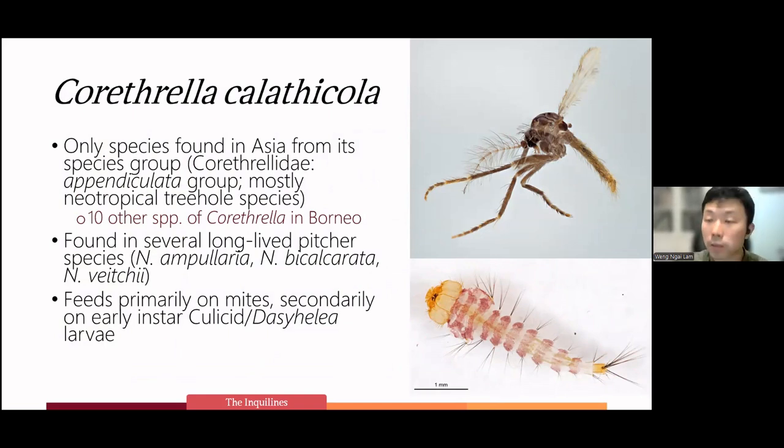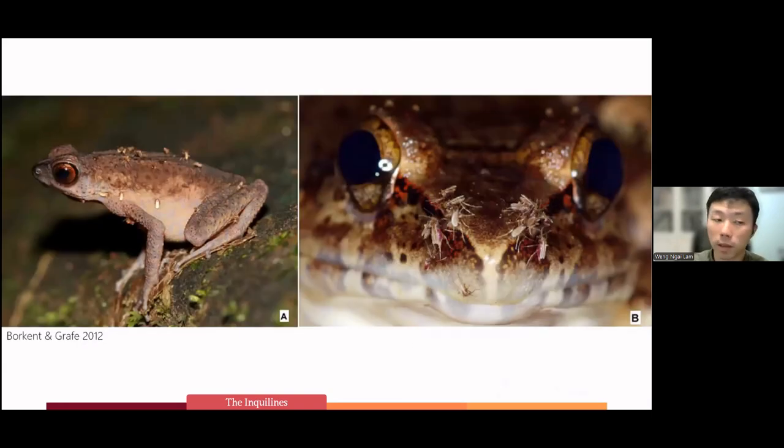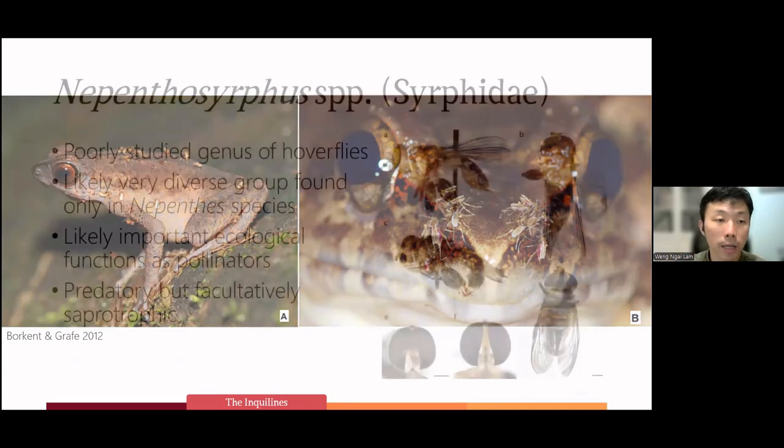As adults, this is one of the few Nepenthes inquilines that we know quite a bit of information on because of a lot of very amazing work done by zoologists based in Universiti Brunei Darussalam, such as Umar Graf and his colleagues. They document that many Corythrella species feed on frog blood. So you can see many interesting photos here.